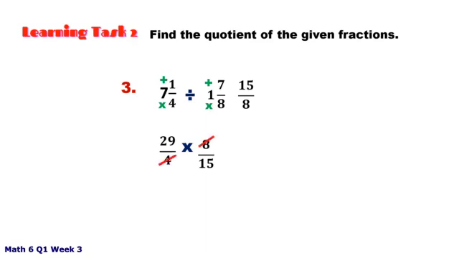Use cancellation for 8 and 4. The common factor is 4. 8 divided by 4 equals 2. 4 divided by 4 equals 1. Then, 29 times 2 equals 58. 1 times 15 equals 15. Change to mixed number, and that is 3 and 13 over 15.